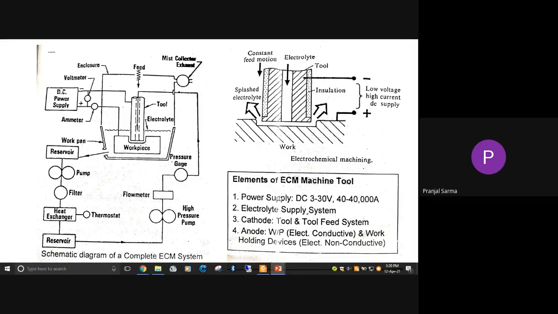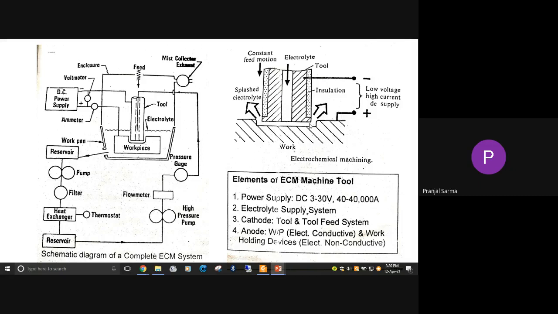Okay, similarly, the anode that will be there. Anode is nothing but the workpiece, which is electrically conductive. And we have to have the work holding devices, and generally the work holding devices are non-conductive. But the anode, the workpiece material, has to be conductive.